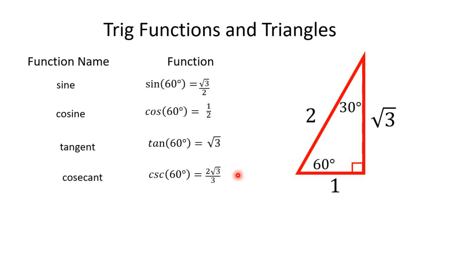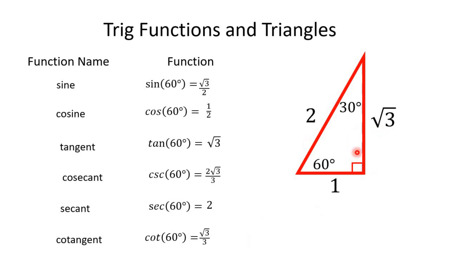Then we're going to look at the reciprocal of the cosine, which is just 2. And then lastly, the reciprocal of the tangent, which is the cotangent. You flip it over, you get 1 over the square root of 3, but then you rationalize it to the square root of 3 over 3.